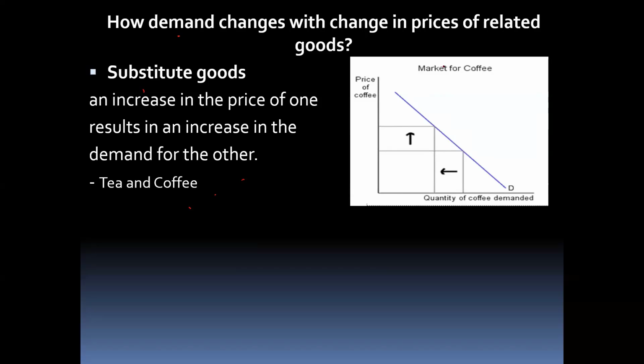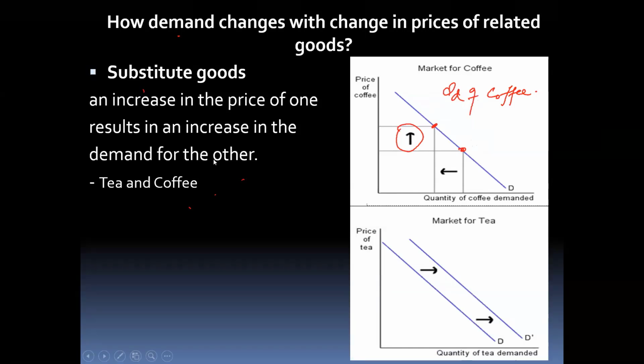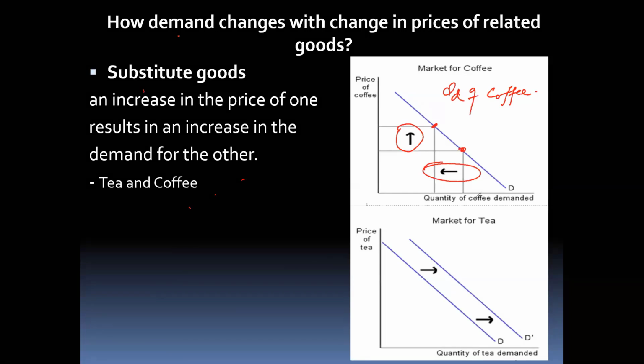Here you can see that the price of coffee has increased. So for coffee, we are going from this point to this point. So this is change in coffee quantity demanded. So quantity demanded of coffee has changed because price has increased. So what will happen because of it? Because coffee was expensive, some of the customers stopped buying coffee.